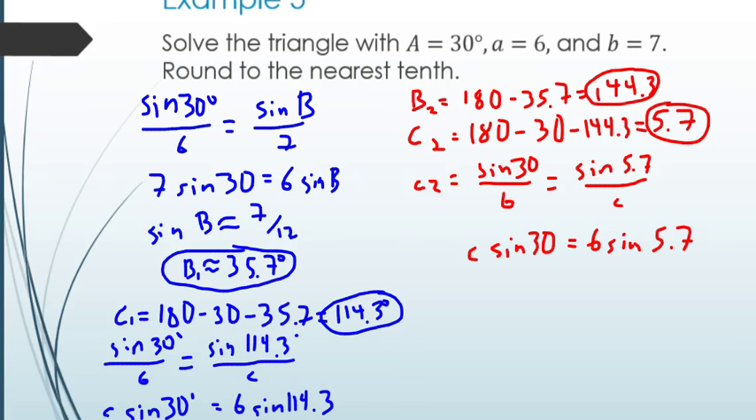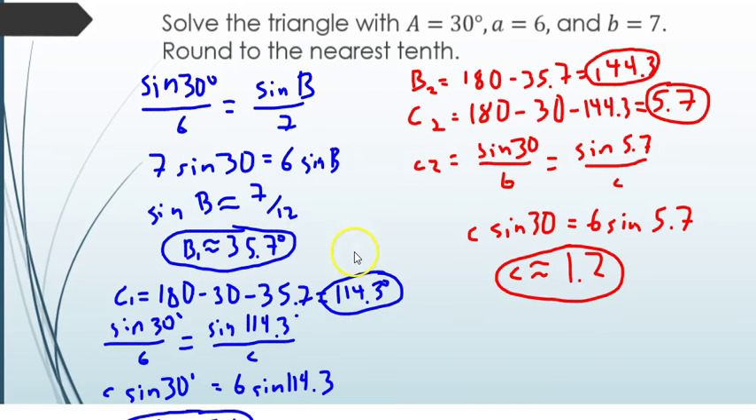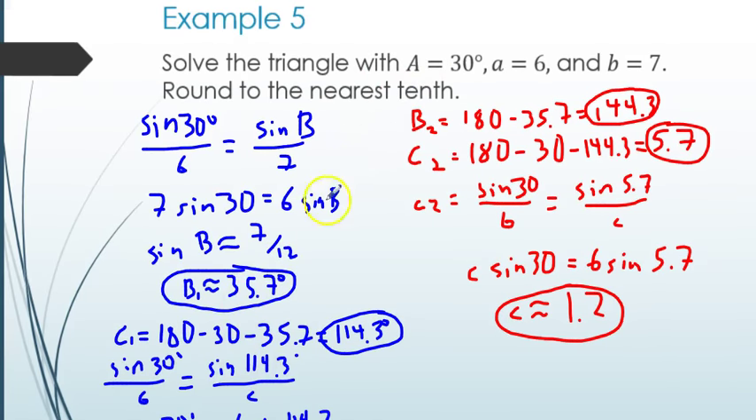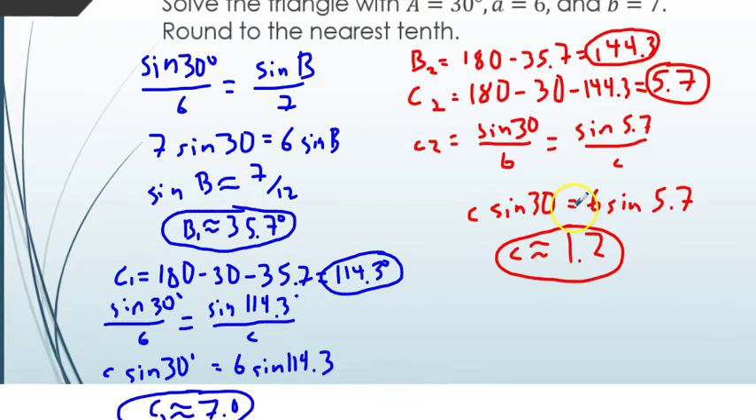When you evaluate this one, 6 times sine of 5.7 and divide it by sine of 30, I got the final answer of 1.2. So again, be careful in your distinguishing between the two triangles. Make sure that you are getting 6 values for each of them. You should have 3 angles and 3 sides for both triangles when you get to the end.